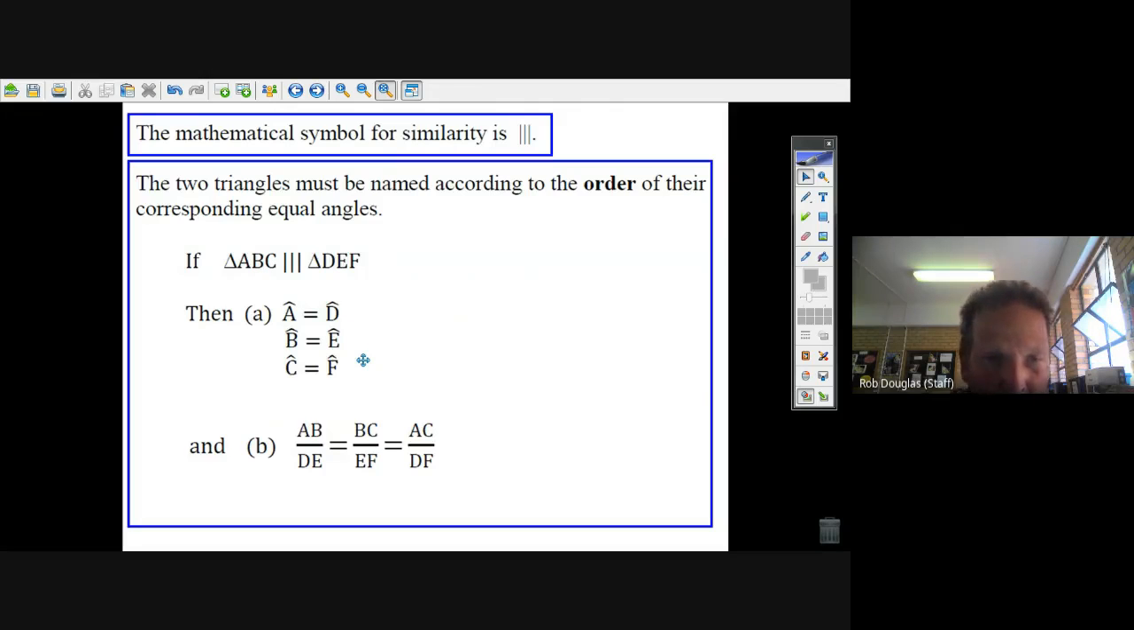Hey, that's real important. If you didn't get that, if the angles match up, A goes with D, B goes with E, C goes with F, and the sides match up in pairs. AB goes with DE, BC goes with EF, and AC goes with DF, and that makes these ratios a proportion that are so important. So make sure you get that straight.